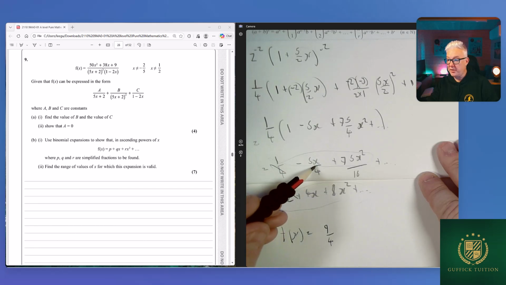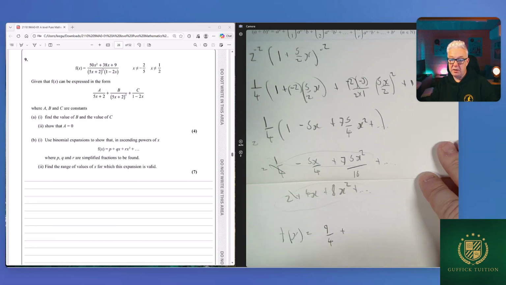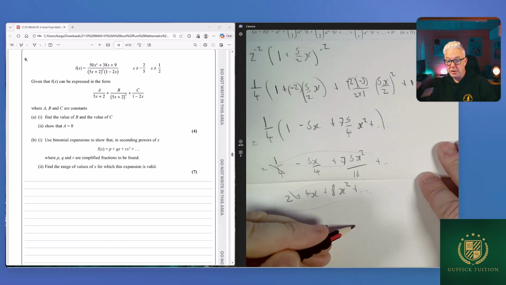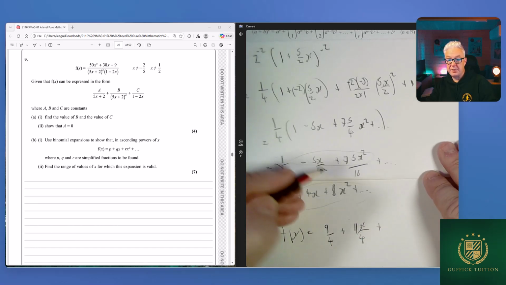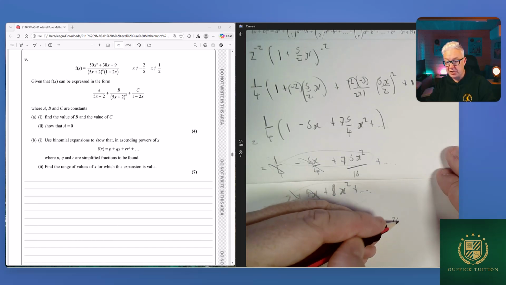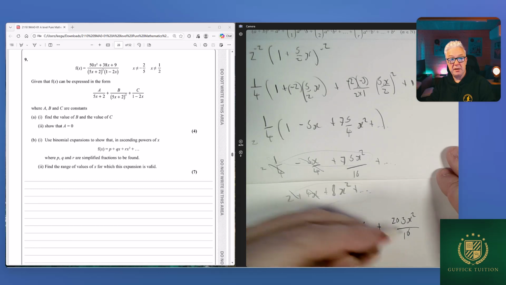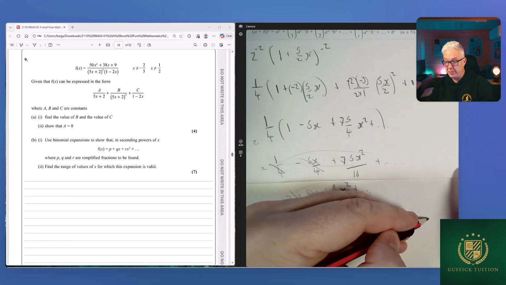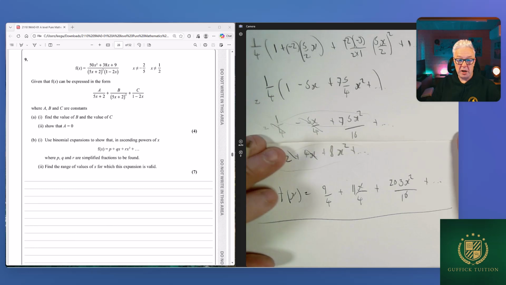4 take away 5 over 4 is going to be the same as, it's going to be 11 over 4, because it's going to be the same as 16 over 4 take away 5 over 4. So that is 11x over 4. That's those two simplified. And then finally, these two simplified comes to 203 x squared over 16 plus dot dot dot. And that's our answer there for part B.